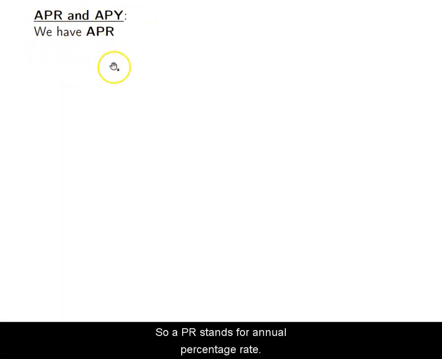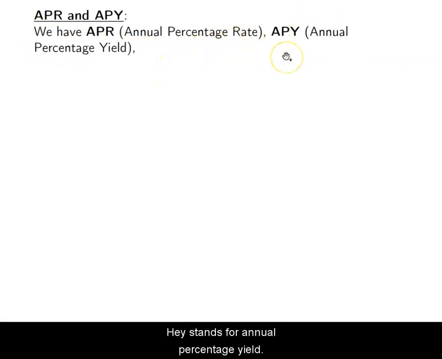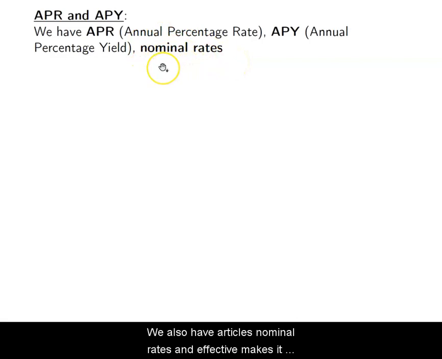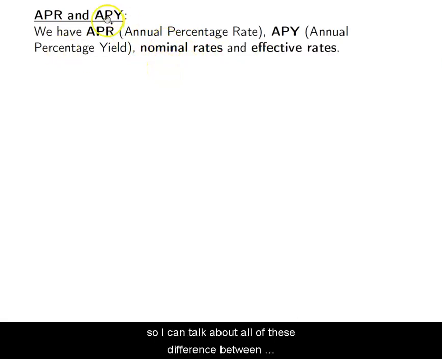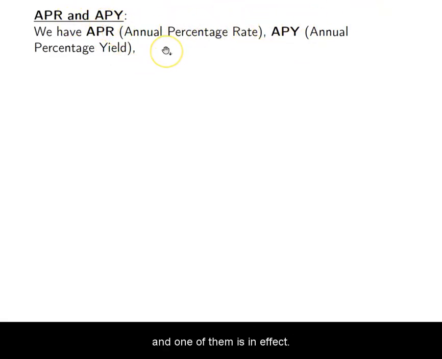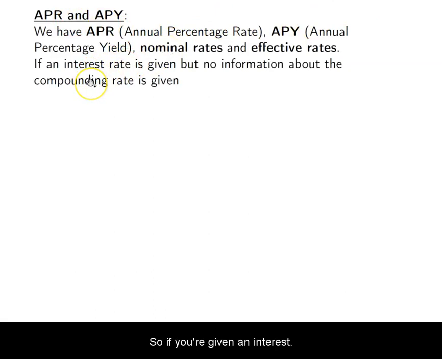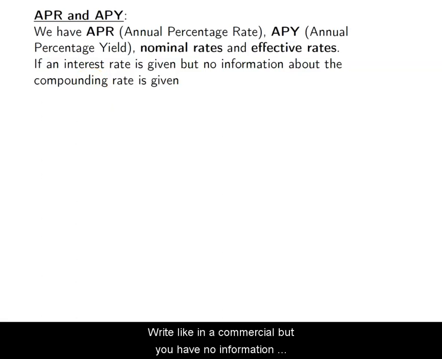Okay, so APR stands for annual percentage rate. APY stands for annual percentage yield, right? We also have what are called nominal rates and effective rates, right? So we're going to talk about all of these, the difference between APR and APY, and the difference between a nominal rate and an effective rate, and which one of these are which. So one of these is a nominal rate out of APR and APY, and one of them is an effective rate.